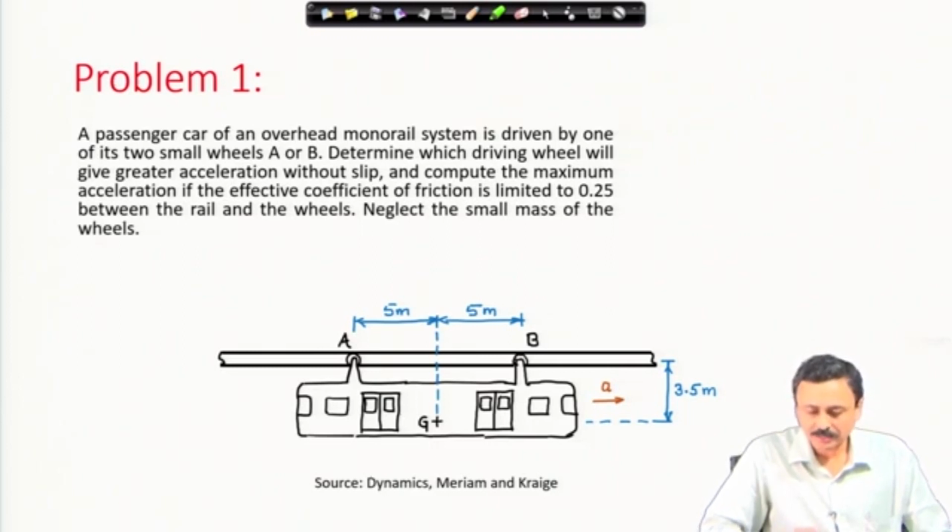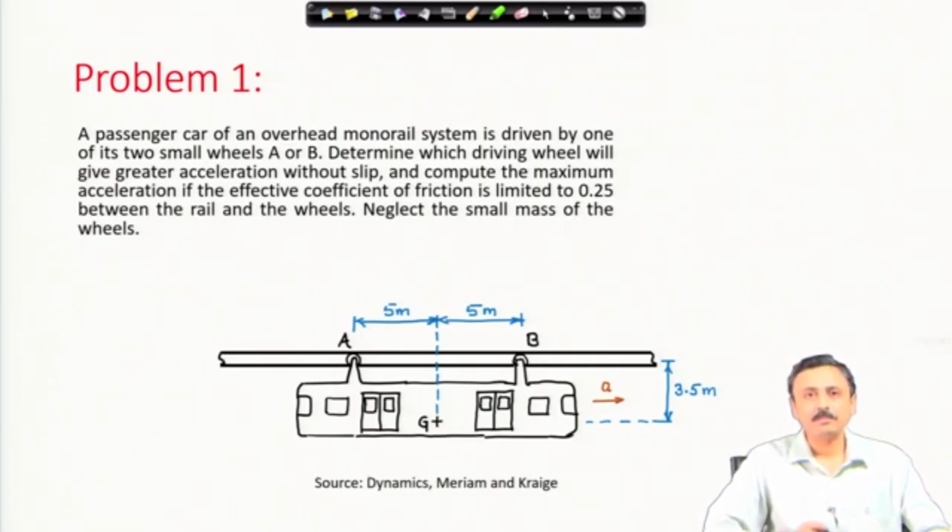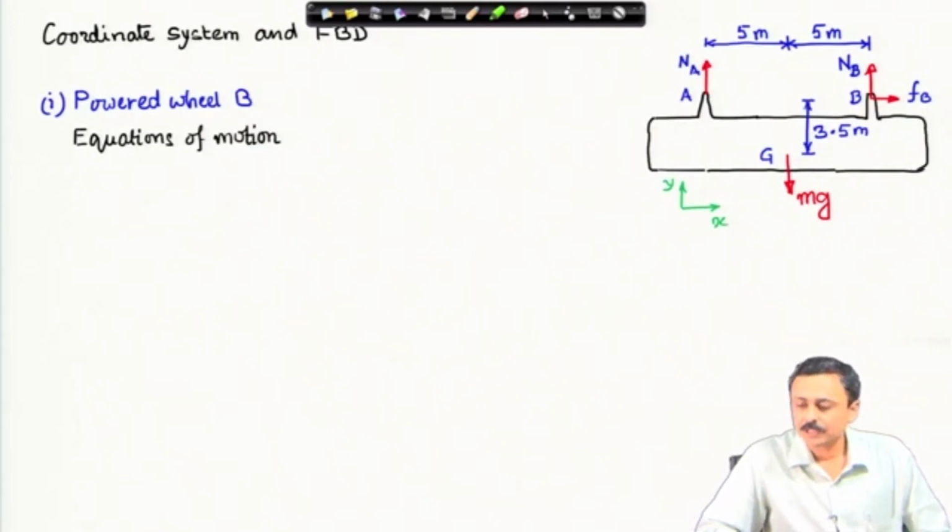This body, the passenger car, can be considered to be a prismatic body, and this is the first thing we must always check before applying the equations of planar kinetics. This is a box type of thing, and remember that these support points A and B and G, the center of mass of the body, lie on a single vertical plane. First, we look at the coordinate system. We have the xy coordinate system and the free body diagram is shown.